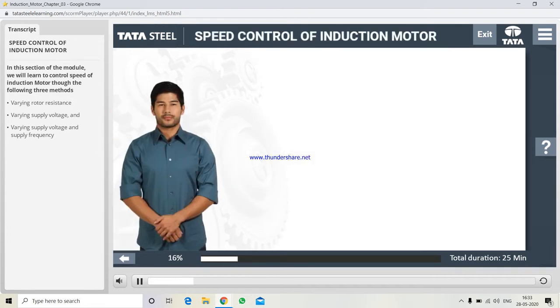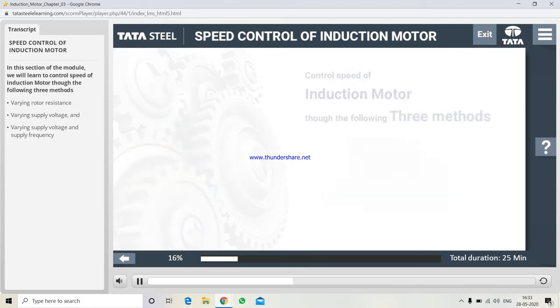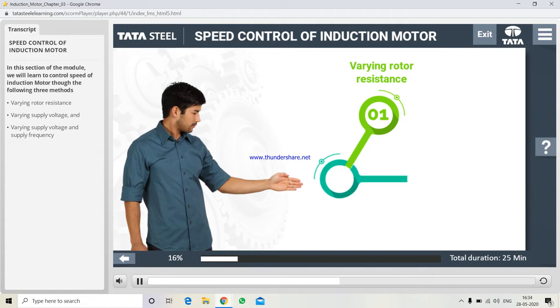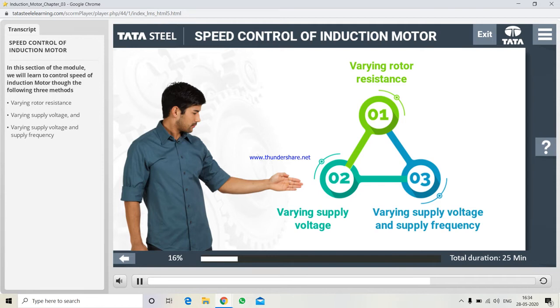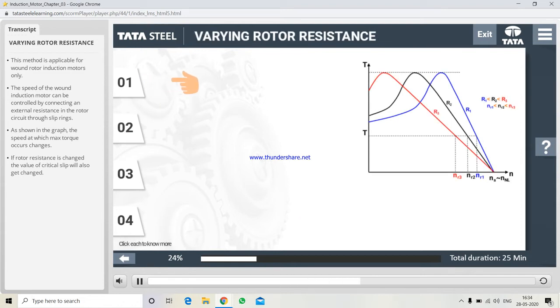In this section of the module, we will learn to control speed of induction motor through the following three methods. 1. Varying rotor resistance. 2. Varying supply voltage. And 3. Varying supply voltage and supply frequency. Click each to learn more.